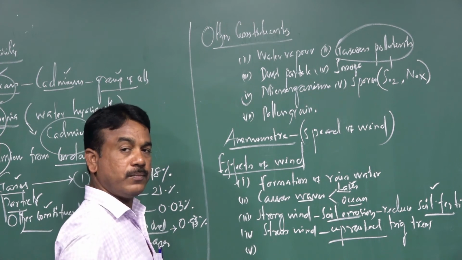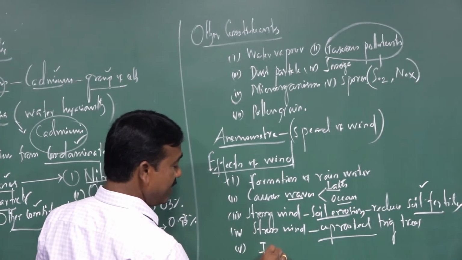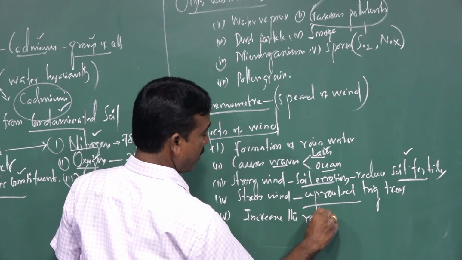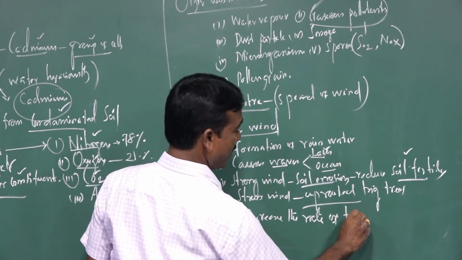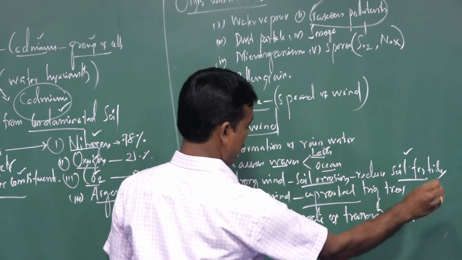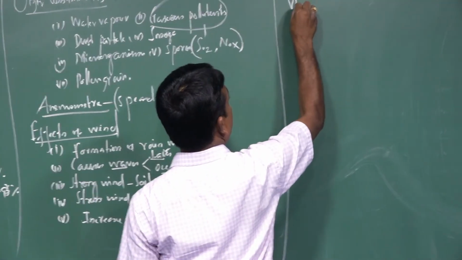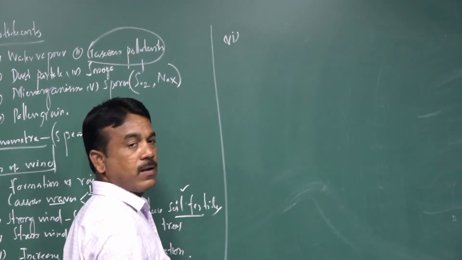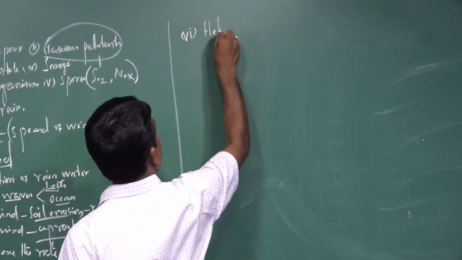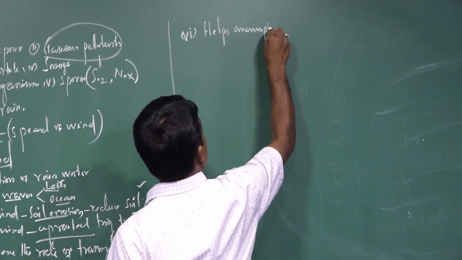Fifth one, strong wind takes place, it helps increase the rate of transpiration. Then the sixth point, the wind also helps anemophilous pollination.